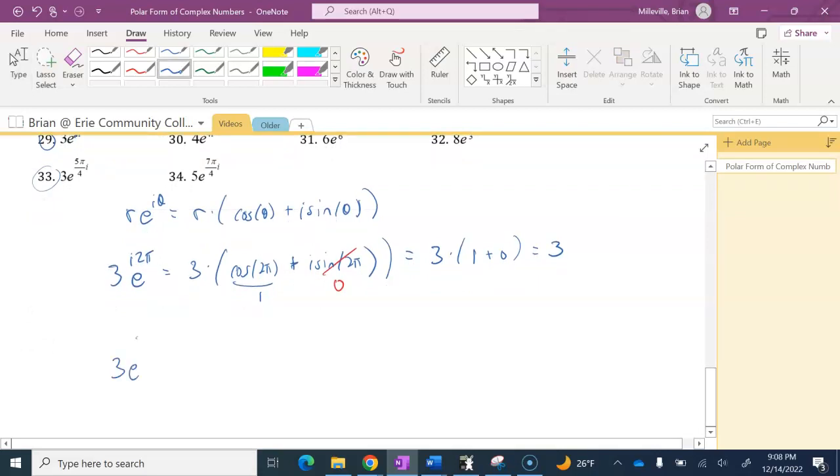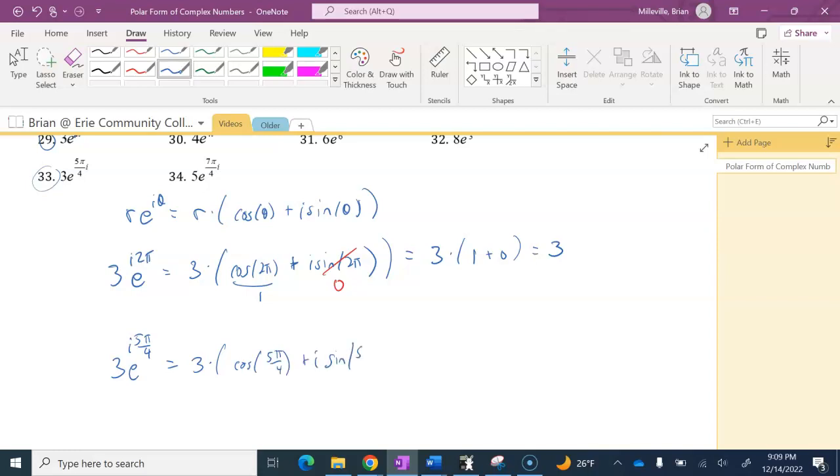So it's 3e to the 5 pi over 4 i power, or you can put the i in the front if you want. Again, the angle we're concerned about is theta being 5 pi over 4. So we convert this over to rectangular form. Using Euler's formula, it's going to be 3, that is your radial length, times cosine of 5 pi over 4 plus i times sine of 5 pi over 4.